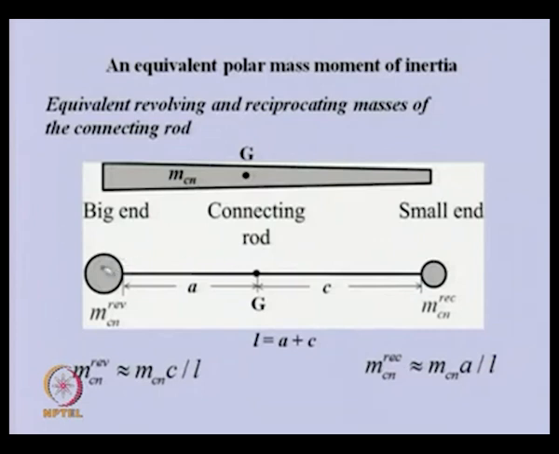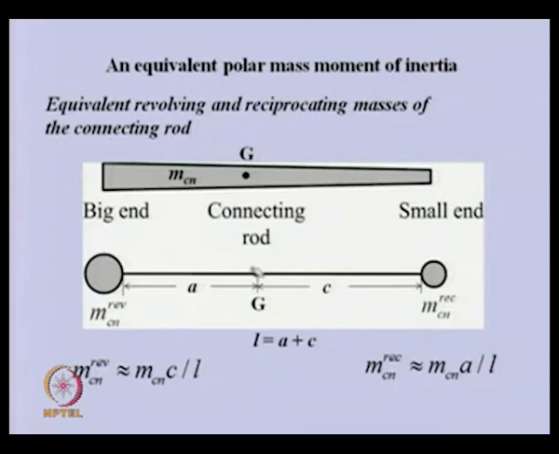So, we convert this to a 2 mass dynamic system, an equivalent dynamic system. You can see that this one will be attached to the crank, which will be revolving. So, I am calling this the mass of the connecting rod which is revolving with the crank, and this one is the mass of the connecting rod which will be attached to the piston. So, this is a reciprocating mass component. These 2 masses can be obtained by simple relations.